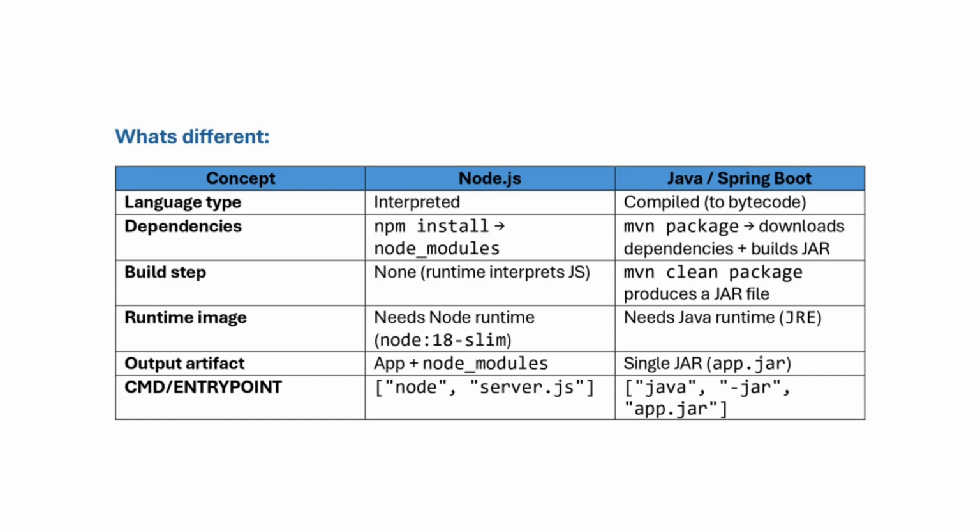In Java or Spring Boot it is a single jar, that is app.jar, which is a compiled artifact. CMD entry point. In Node.js it is node server.js, which means if we run the application locally, we would be using node server.js as a command to run our application locally. So we add that CMD entry point in the Dockerfile. In Java, it is java -jar app.jar.